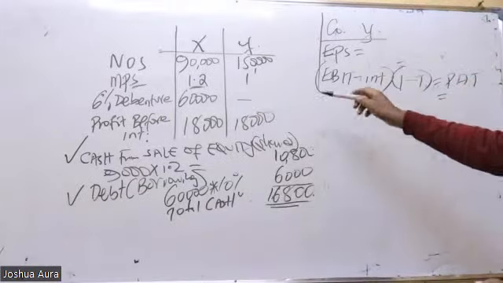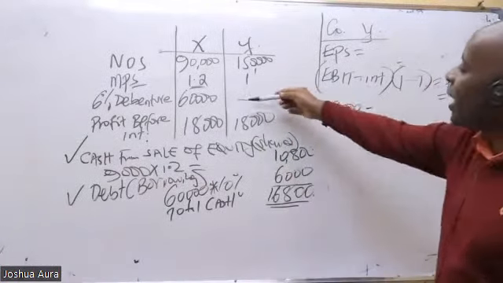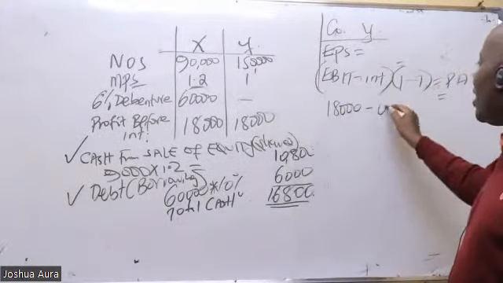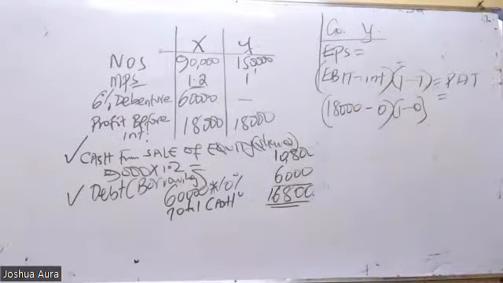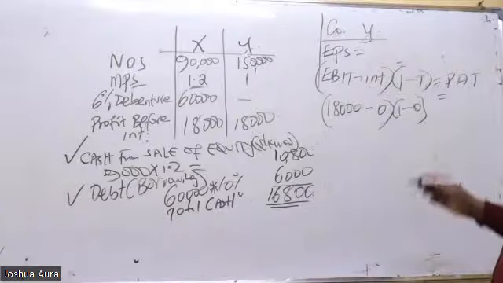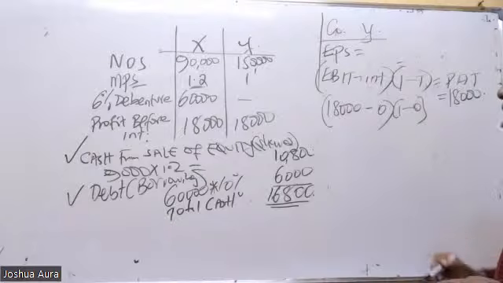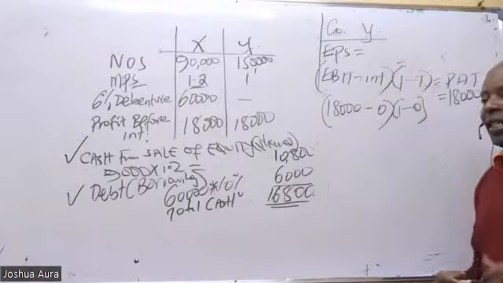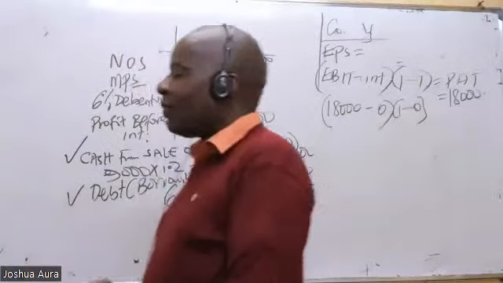So, ladies and gentlemen, EBIT for company Y, I can see this profit here, EBIT is 18,000. Company Y does not have any debt, so debt here is 0. Remember that our taxation is 0. Tax has not been provided. So is there somebody who can confirm that the profit after tax is 18,000? I can see Jackie Onchola. David, thank you very much.